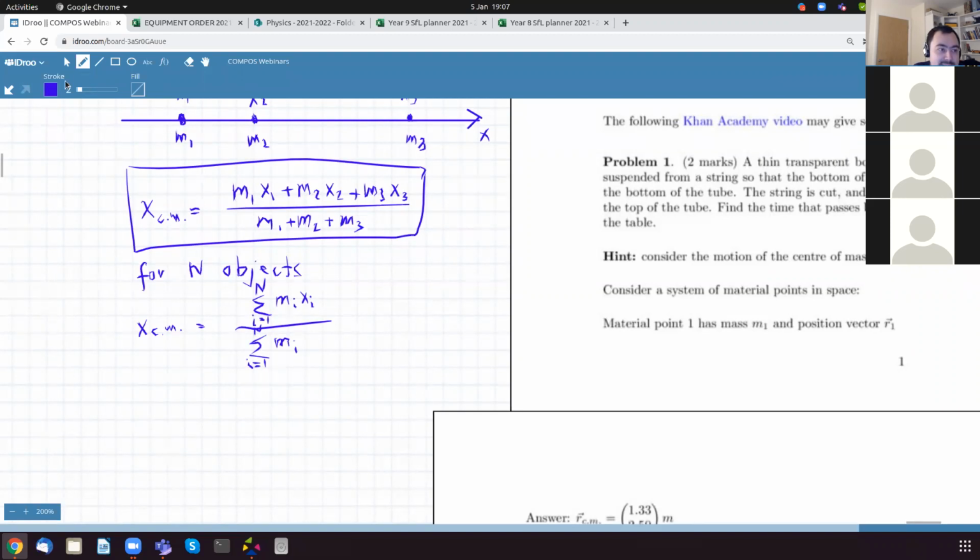How well do you understand how I got from this formula to this formula? On a scale of 0 to 10, please, in the chat.